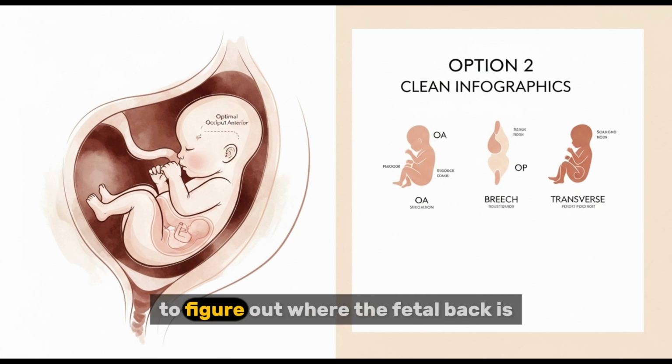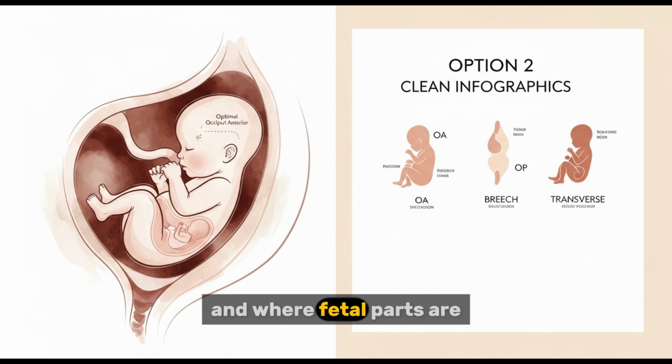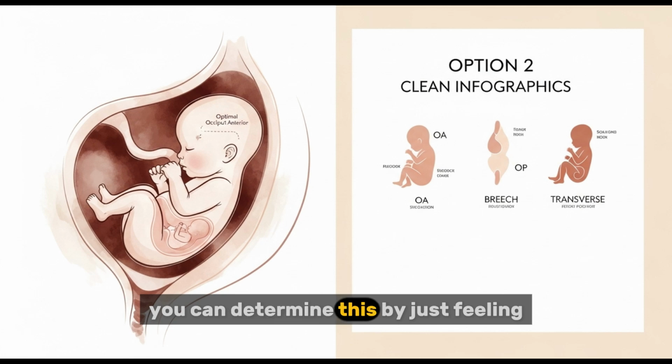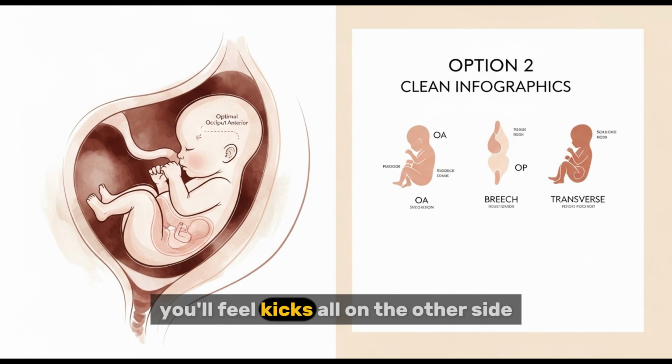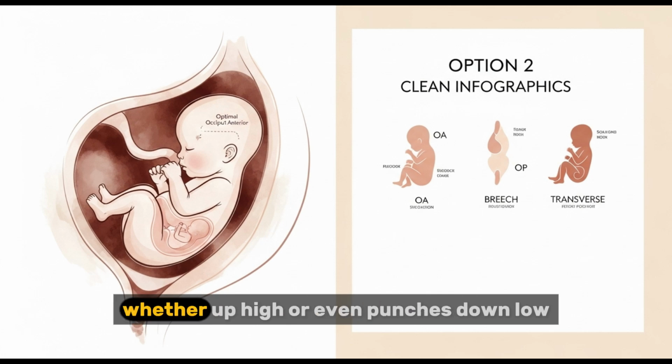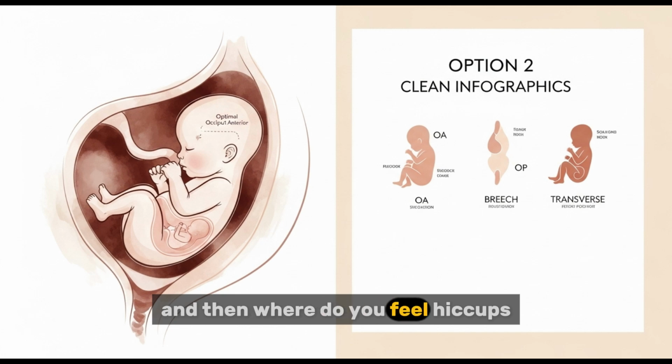For you to figure out where the fetal back is and where fetal parts are, you can determine this by just feeling where you feel kicks. Likely, if the back is on one side, you'll feel kicks all on the other side, whether up high or even punches down low. And then where do you feel hiccups?